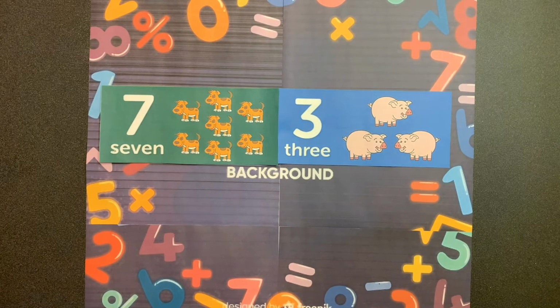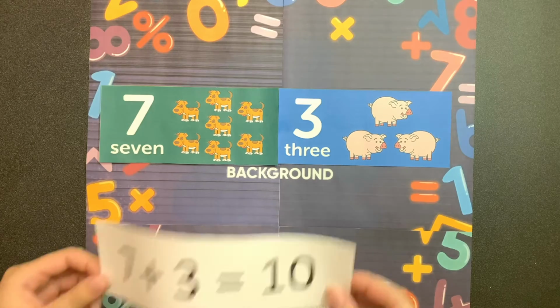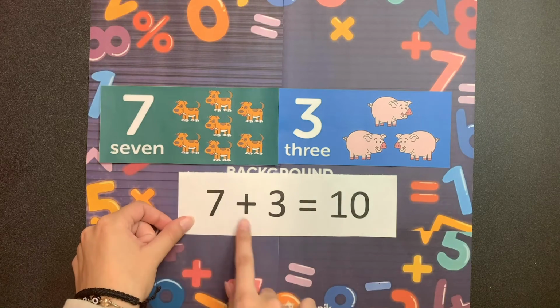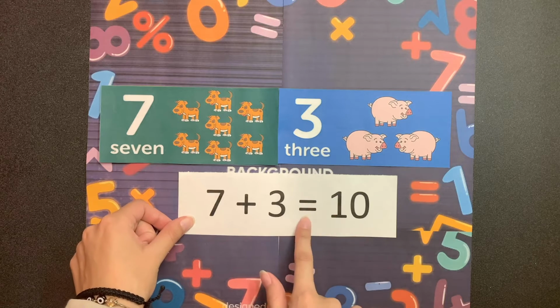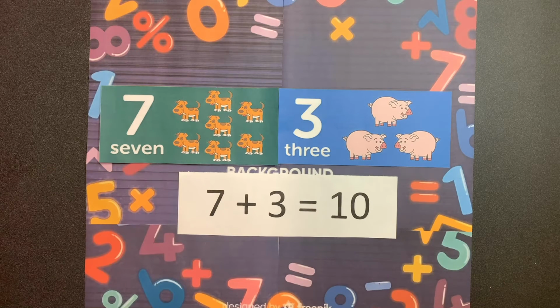Now, if we are putting it all together, what operation would we be using? Addition or subtraction? Let me hear those answers, friends. Addition is right. So now our equation is 7 plus 3 equals 10. So all together we have 10 animals.